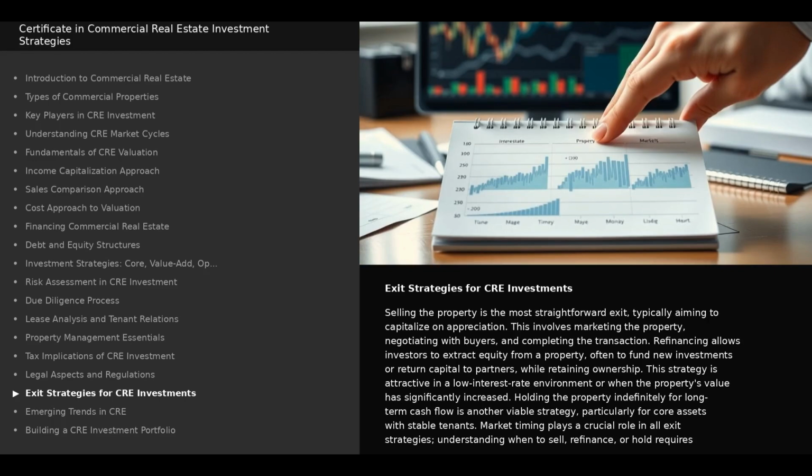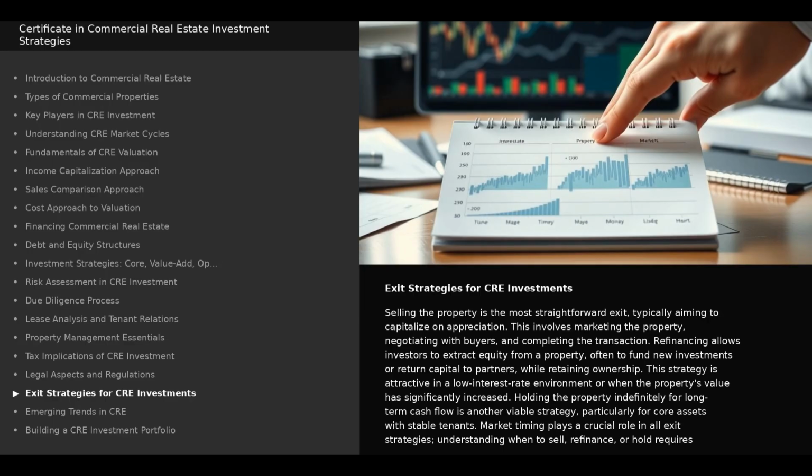Selling the property is the most straightforward exit, typically aiming to capitalize on appreciation. This involves marketing the property, negotiating with buyers, and completing the transaction. Refinancing allows investors to extract equity from a property, often to fund new investments or return capital to partners, while retaining ownership. This strategy is attractive in a low-interest rate environment or when the property's value has significantly increased.